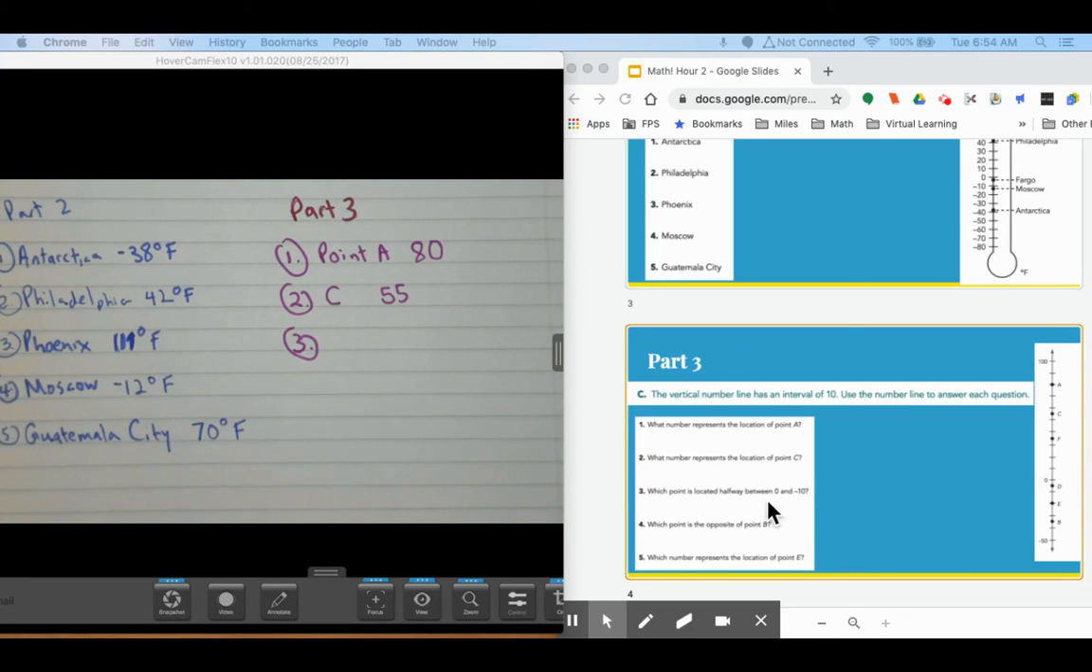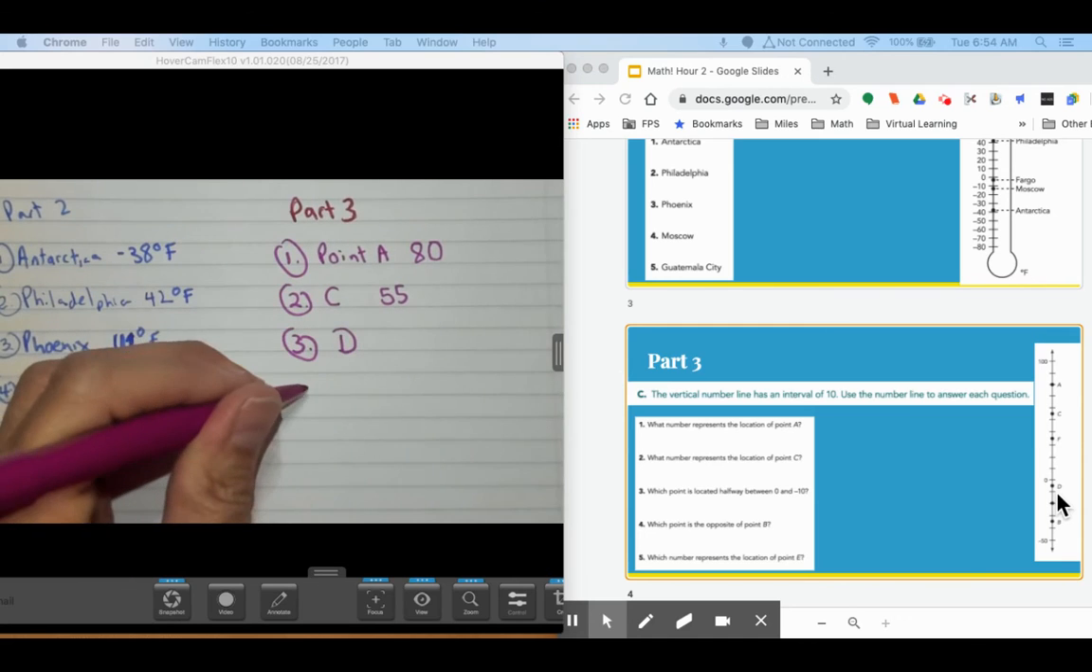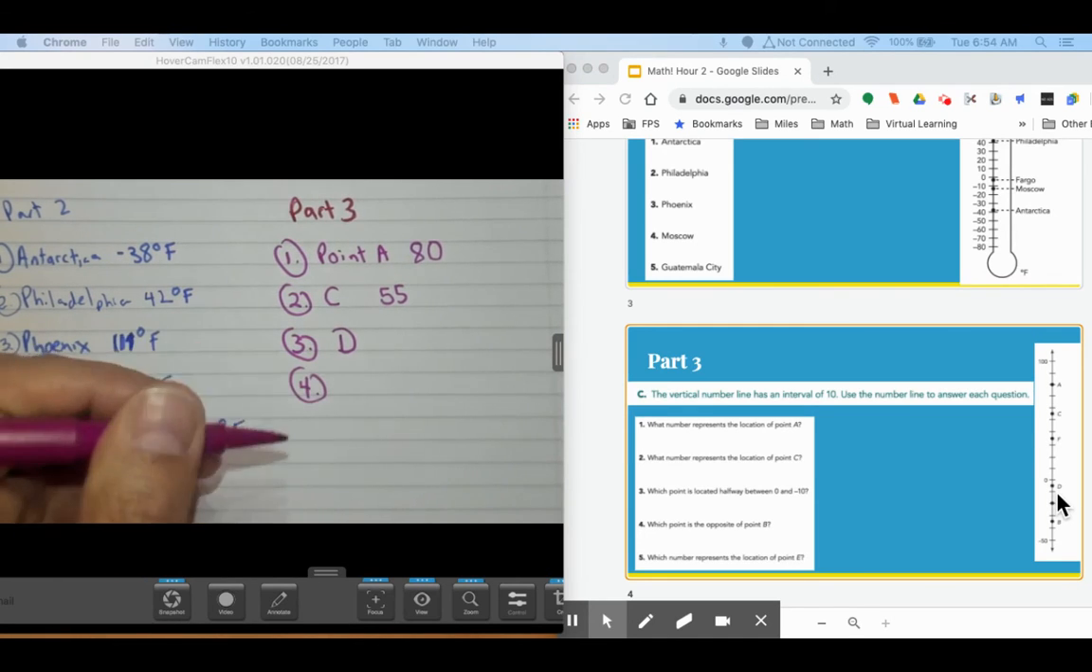Which point is located halfway between 0 and -10? 0 is here, -10 is here. Halfway between is point D. Pause it, do number 4, play the video again.